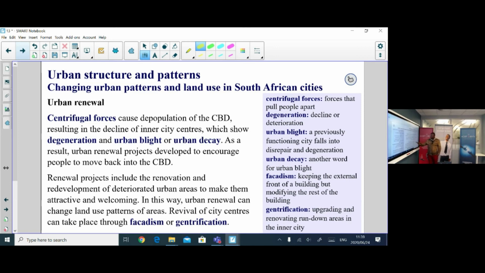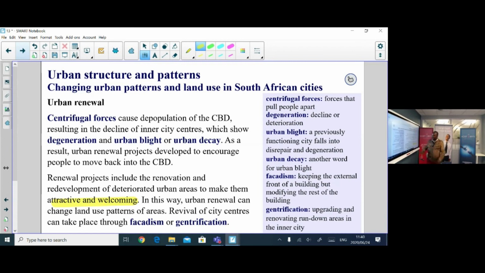Then renewal projects include the renovation and redevelopment of deteriorated urban areas to make them attractive and welcoming. In this way, urban renewal can change land use patterns of areas. A revival of city centers takes place through what we call facadism or gentrification. You can look at these definitions here to see what is meant by that.